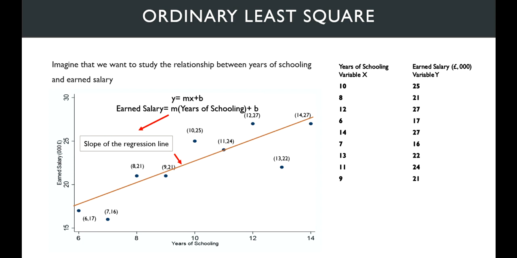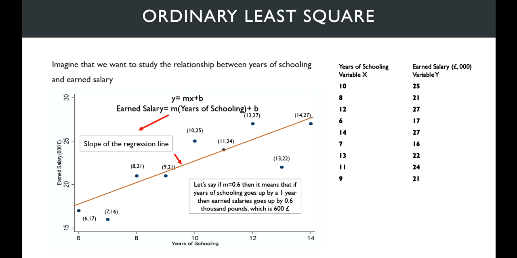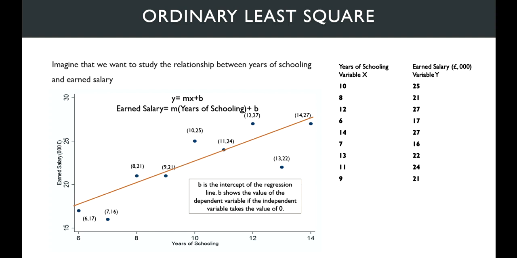So for instance, if m is equal to 0.6, then it means that if the years of schooling goes up by 1 year, then the earned salary goes up by 0.6 thousand pounds, which is 600 pounds. We will call b the intercept of the regression line, and for now we can remember that b represents the value of the earned salary if the years of schooling is 0. So if somebody has no schooling, then b would capture the earned salary for that particular individual.